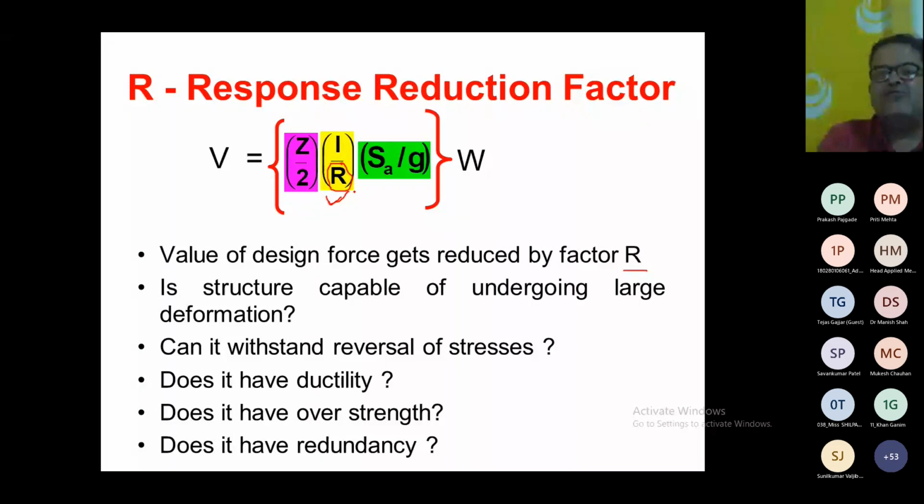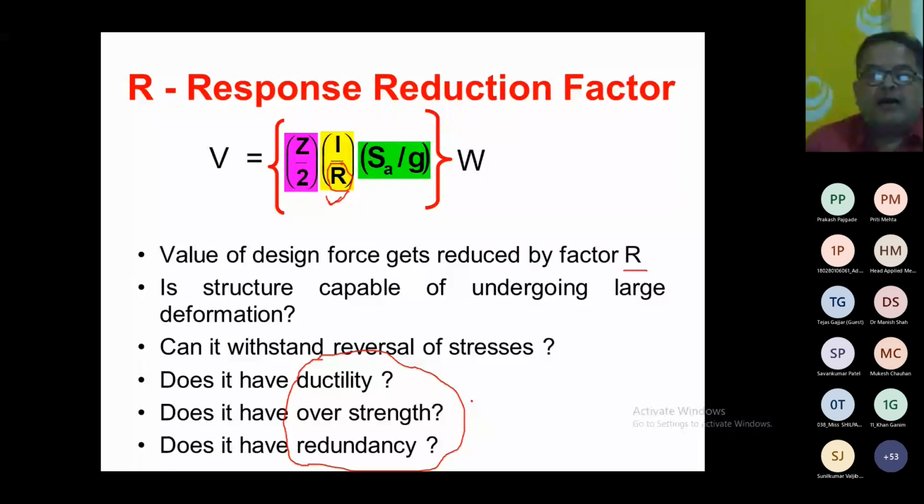Now, which are the factors on which the response reduction factor depends? Now, this is very important. This response reduction factor depends on three important characteristics: ductility, overstrength, and redundancy. Right? Now, you see, as per our design philosophy, we know that our structure will sustain damage, but it will not collapse.